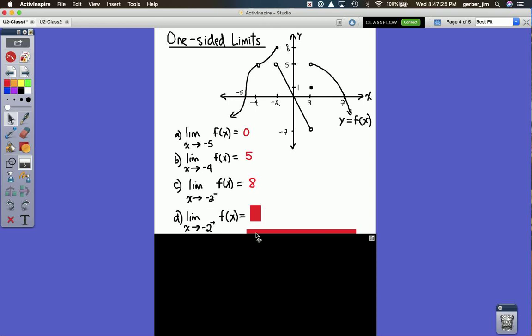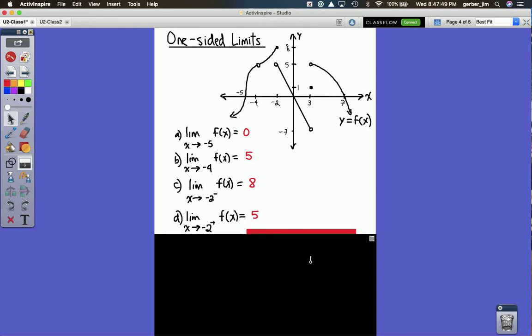What about as x approaches -2 from the right side? Well, now I'm going to -2 from this side. So the limit as x approaches -2 from the right side looks like it's going to 5. It doesn't get to 5. There's a hole there, but that doesn't matter. As x gets closer and closer to -2, y gets closer and closer to 5. And so the limit is 5.